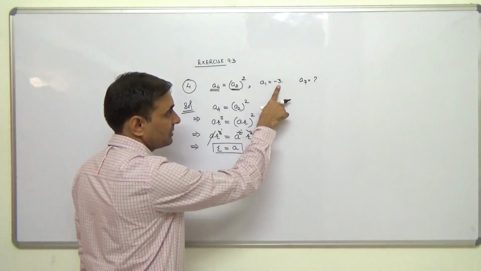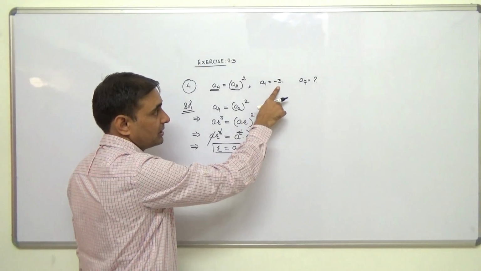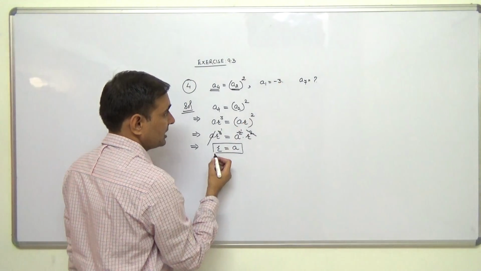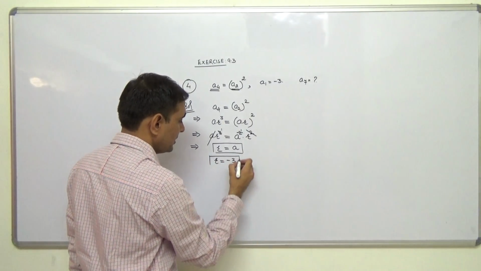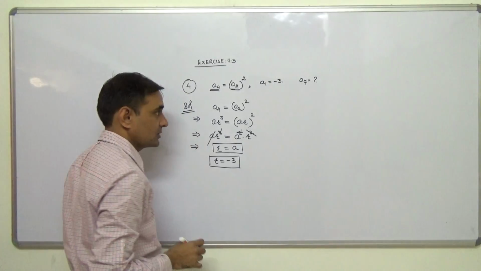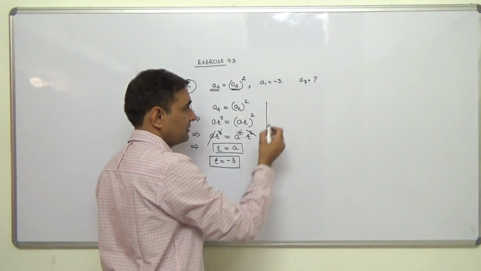But already the first term A1 is given as minus 3. A is the first term, A is A1. So in place of A we can put minus 3. So R is equal to minus 3, right? We have got the common ratio. We have the first term. Now we can find A7. What will be A7?